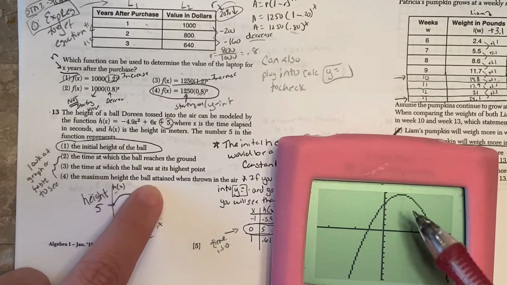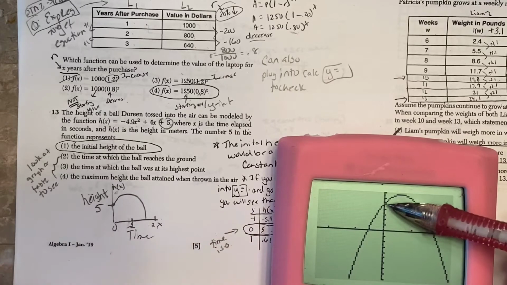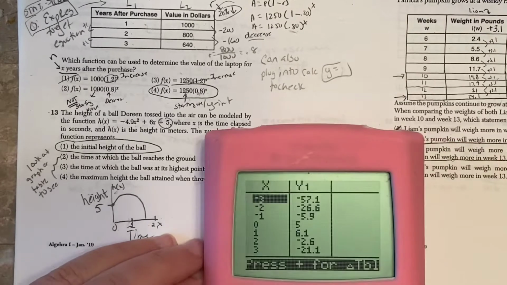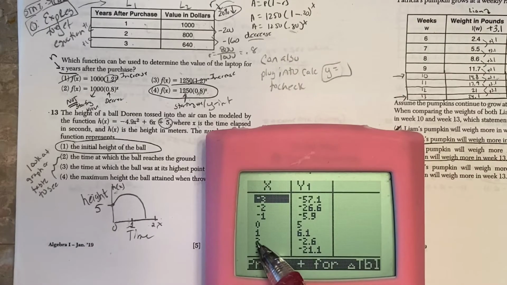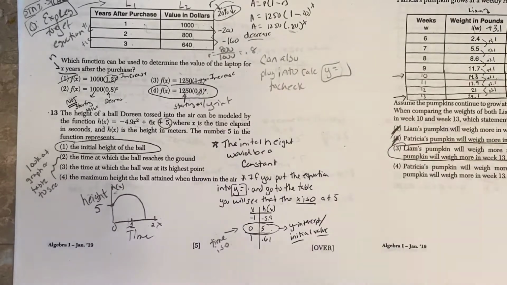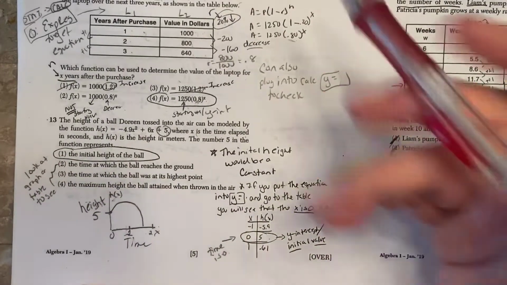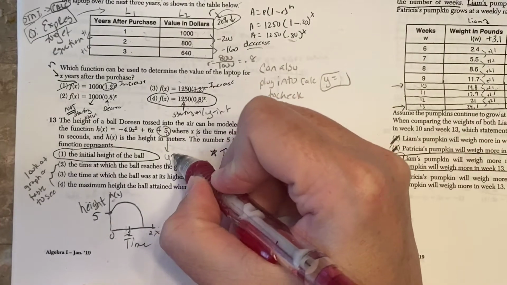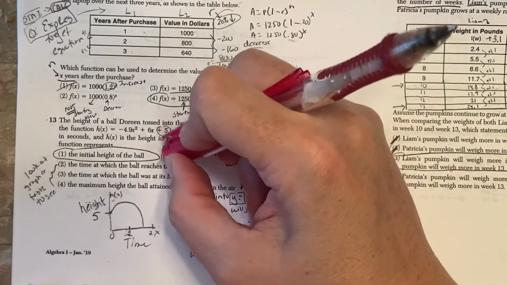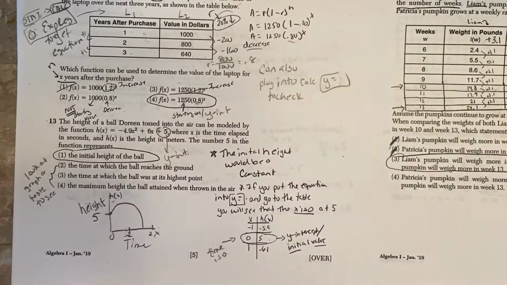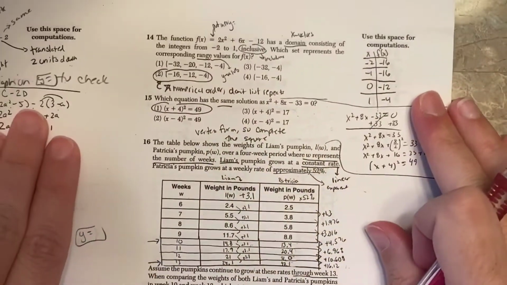Max height of the ball attained, that height is around 6 point something, and you can actually see that from the graph itself. See how it goes up to 6.1 and then starts coming back down to negative, so that's no good either. So the answer is 1, the height of the ball. And it's kind of the y-intercept too. We could think of it that way, because this is technically our y-intercept, if that helps at all. All right, number 14, moving right along.